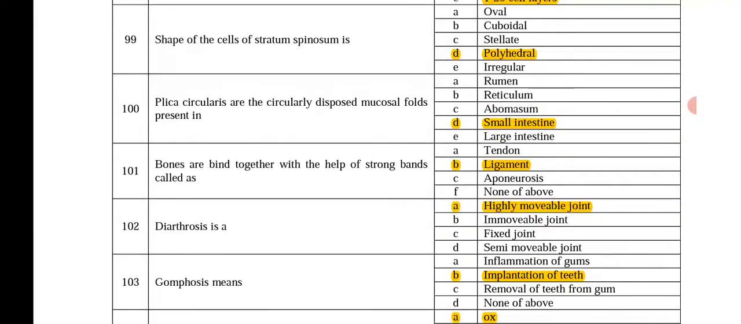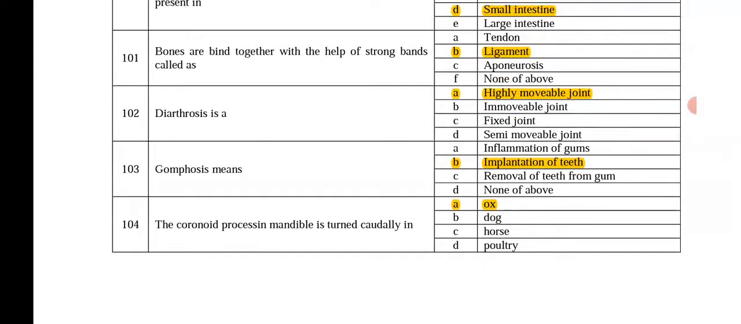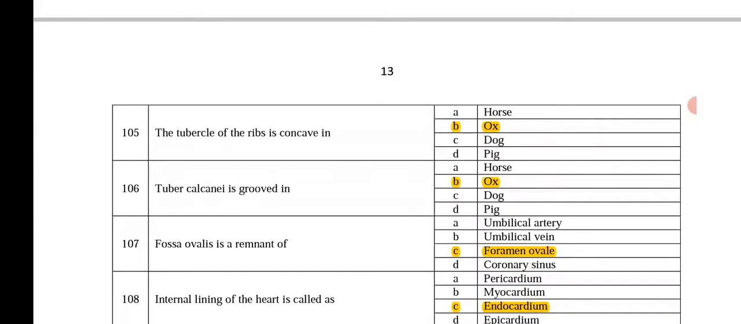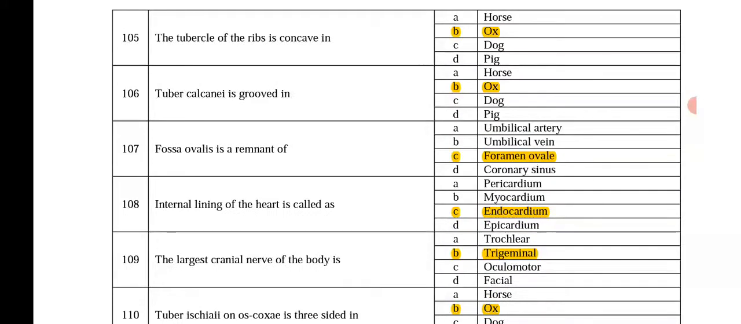Bones are bound together with the help of strong bands called ligaments. Diarthrosis is a highly movable joint. Gomphosis means implantation of teeth. The coronoid process is present caudally in ox. The tubercle of ribs is concave in ox. Tuber calcanei is grooved in ox. Fossa ovalis is remnant of foramen ovale. The internal lining of the heart is called endocardium.